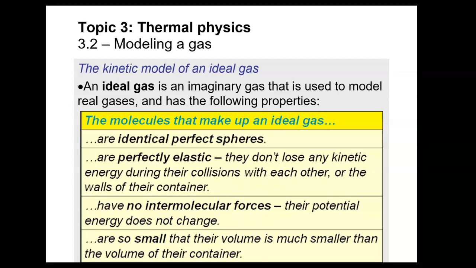So we are assuming that the molecules that make up an ideal gas are identical perfect spheres and that they are perfectly elastic. Remember, an elastic collision from the last unit is a collision where kinetic energy is conserved. So we're assuming that the particles of an ideal gas don't lose kinetic energy when they collide with each other, and that there's no intermolecular forces. Of course, we know that this is one of the key differences between an ideal gas and a real gas. There's no electrical forces between the gas particles. That is, they have no internal potential energy, and they're so small that their volume is much smaller than the volume of the container. Those are just some of the assumptions we're making about ideal gases.